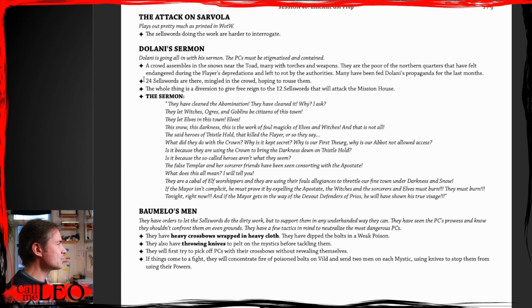So 24 sellswords are there, mingled in the crowd. And there are also 12 other sellswords attacking the mission house. And Bamulo's men are there too. What I did actually is that at some point, Bo, when he was in the crowd trying to understand what's going on, he listened, and I used these two first lines in the mouth of a regular sellsword. He was saying that to the crowd.